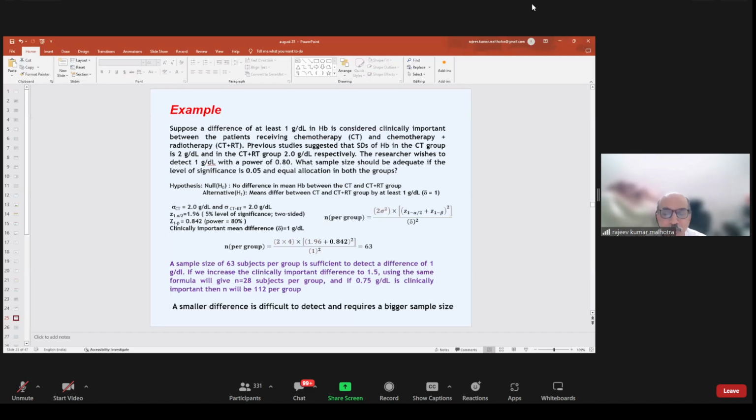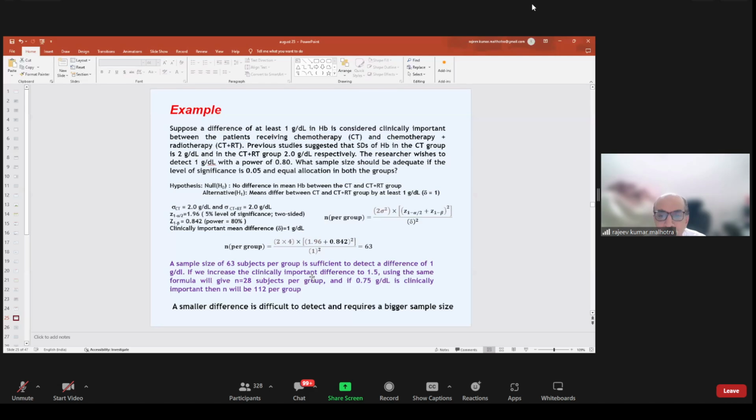So we substitute here: 2 multiplied by 2, 4. Our standard deviation is 2, so 2 square is 4, multiplied by (1.96 plus 0.842) square, divided by 1, which gives 63. So our sample size per group is 63. You have to note that the sample size is per group. So the total sample size you require is 126.